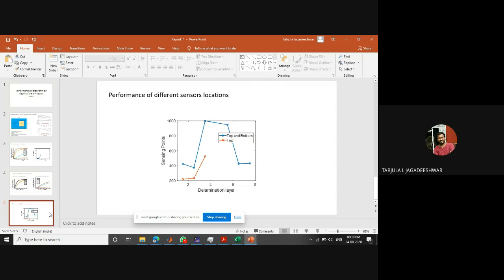So these are the results, based on the two different configurations. I would prefer the top and bottom layer configuration, because using that, you can identify the defect in every location except the mid layer. That means 4 and 5.